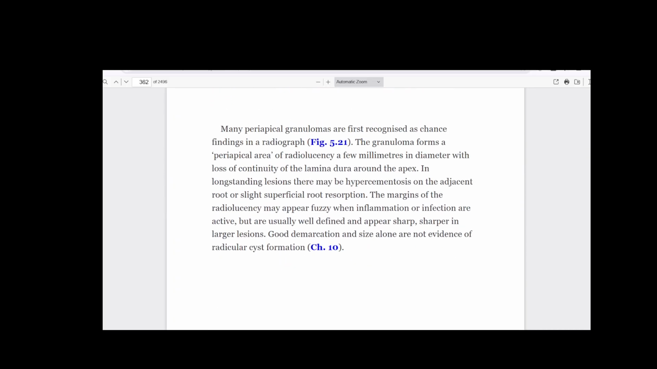Many periapical granulomas are first recognized as chance findings in a radiograph, Fig 5.21. The granuloma forms a periapical area of radiolucency a few millimeters in diameter with loss of continuity of the lamina dura around the apex. In long-standing lesions there may be hypercementosis on the adjacent root or slight superficial root resorption. The margins of the radiolucency may appear fuzzy when inflammation or infection are active, but are usually well defined and appear sharper in larger lesions. Good demarcation and size alone are not evidence of radicular cyst formation, Chapter 10.